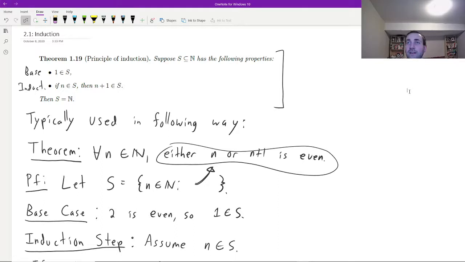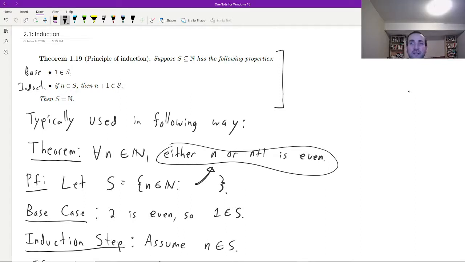We say the following: let S be a subset of the natural numbers which has the following properties. 1 is in S, and for every n in S, n plus 1 is in S as well. And the conclusion of the theorem is that every set S with that property is actually the complete natural numbers. How do we actually use that in a proof?